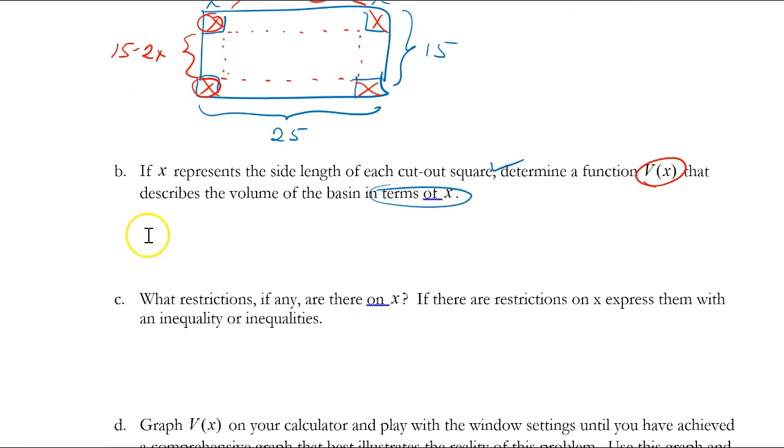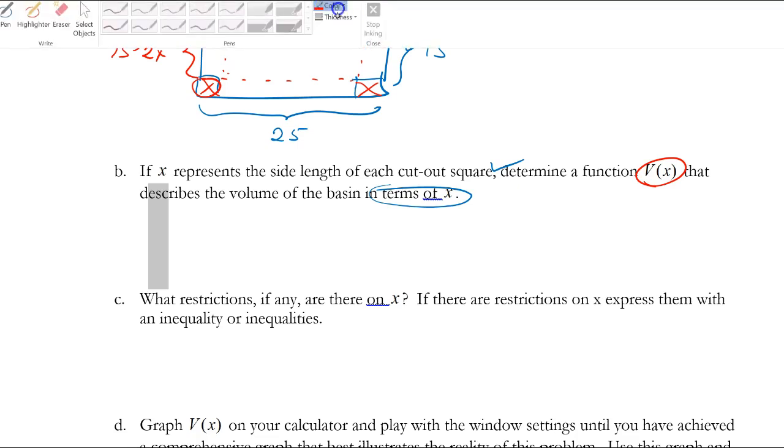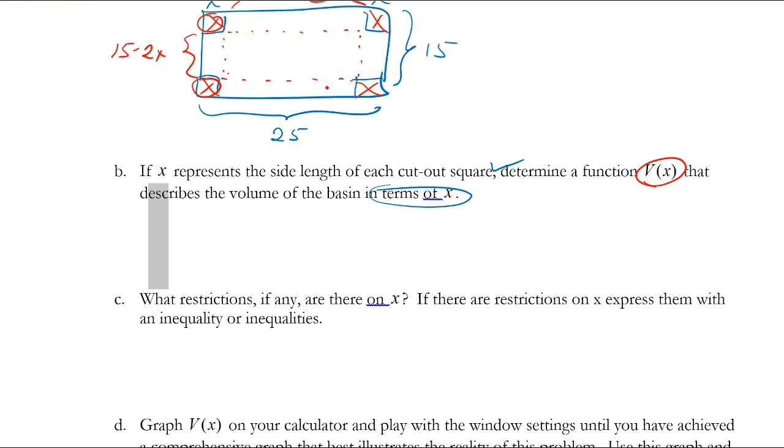And it looks like this. V of x is equal to x, the height of the box, times the 25 minus 2x, that could be the length of the box, and then 15 minus 2x, that's the width of the box. And there's our volume function. We actually don't need to expand this. Expanding that volume function actually will make extra work for us.